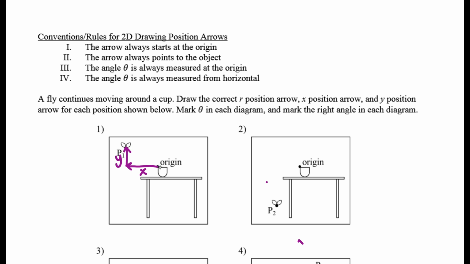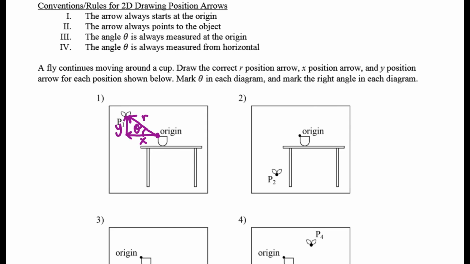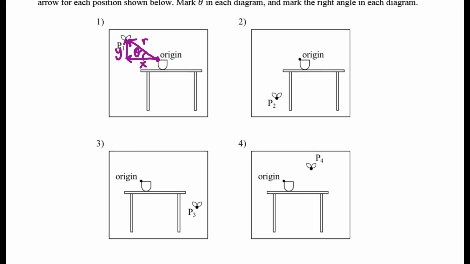Next, we put our pen back at the origin. Start from the origin and draw a straight line directly to the fly and label that R. Mark the angle and call that theta. Take a moment now and try 2, 3, and 4, and then I'll pause the video and reveal the answers. Try these on your own.